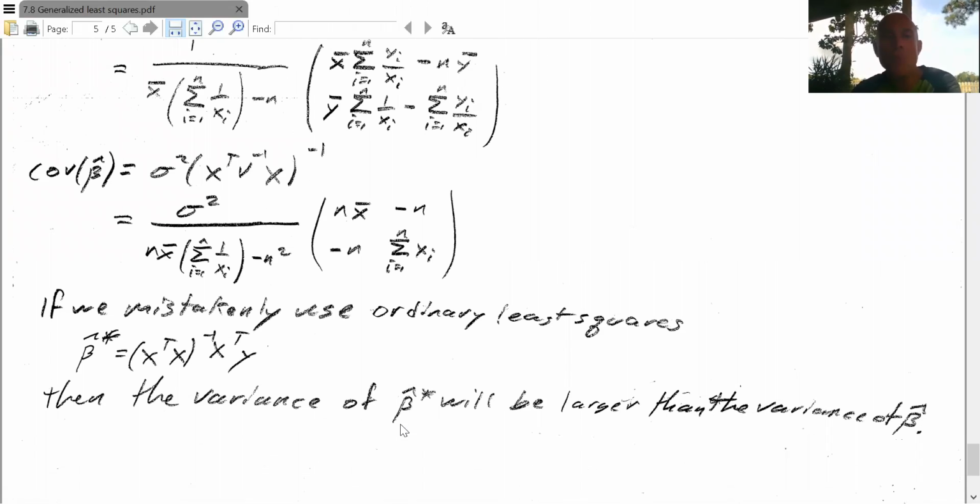What will ultimately happen if we mistakenly use ordinary least squares? The variance will be larger than what the variance would be if we had the correct model structure. So the expected value will be good, but the variance will be larger, and we'll be prone to thinking that a slope is 0 when it's not.